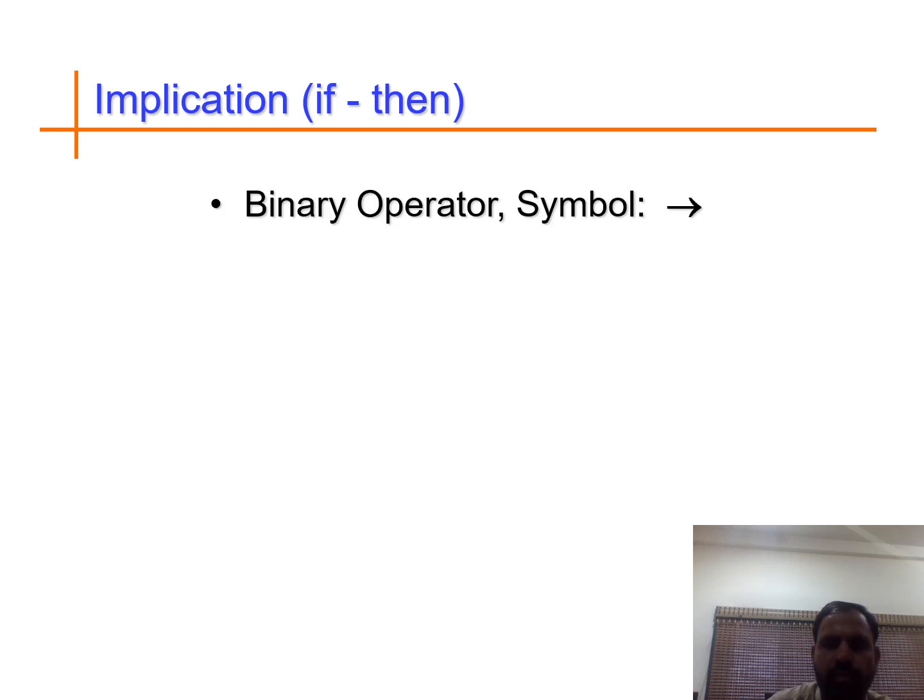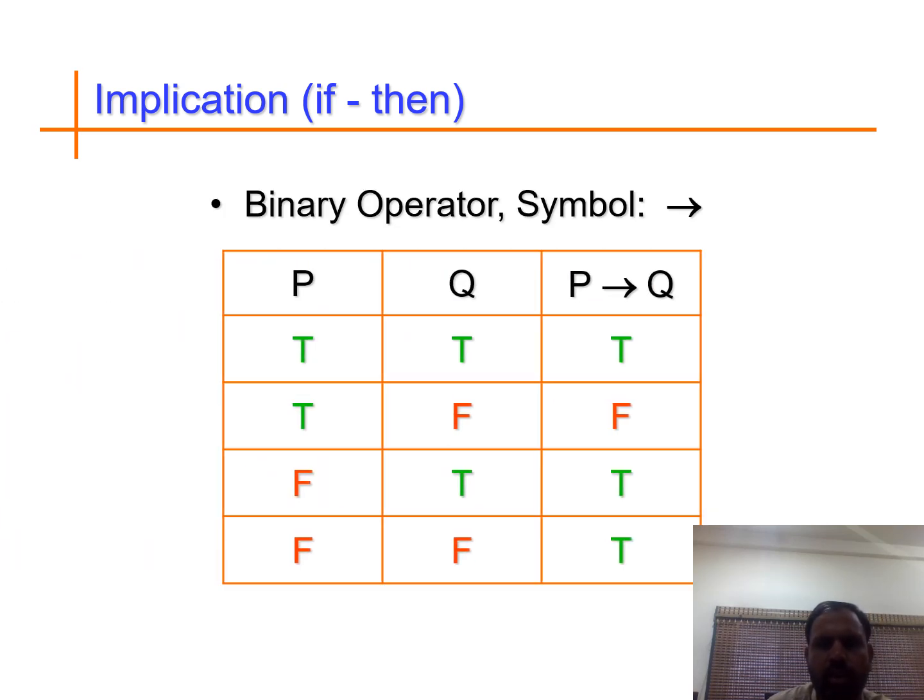Implication, if then. This is the binary operator, and this is the symbol used for it, and this is the truth table, which we already discussed in the previous lecture. These are the values for P and these are the values for Q. Then P implies Q has these values. If both values are true, then the result is true, or if both are false, then the result is true. If P is true and Q is false, then the result will be false.